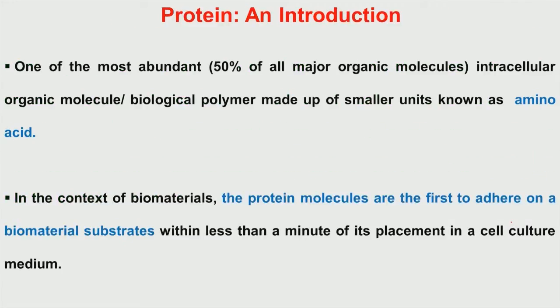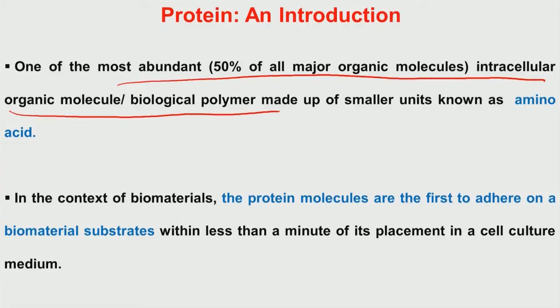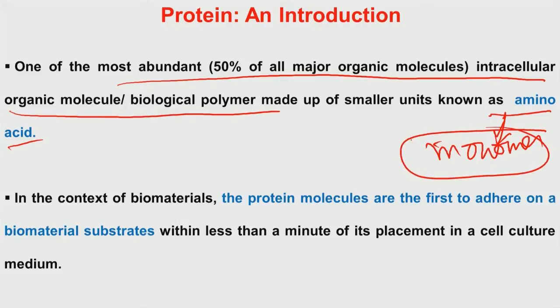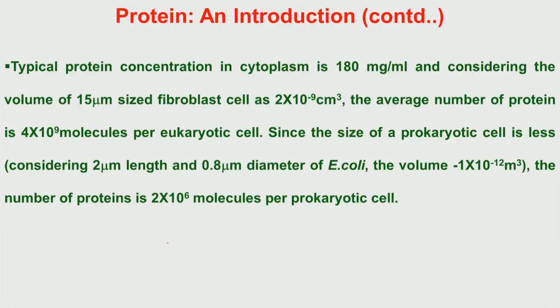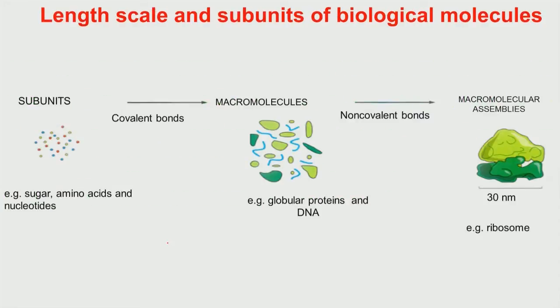This essentially substantiates what I mentioned just 2 minutes ago. Proteins are among the most abundant intracellular organic molecules, biological polymers made up of smaller units known as amino acids. So, essentially amino acids are the monomers in the case of the protein molecule. In the context of protein biomaterials, the protein molecules are the first to adhere to a biomaterial substrate before it establishes the interaction with the cell surface receptors. Now, these are different biological molecules: you have the sugar molecules, amino acids, and nucleotides.